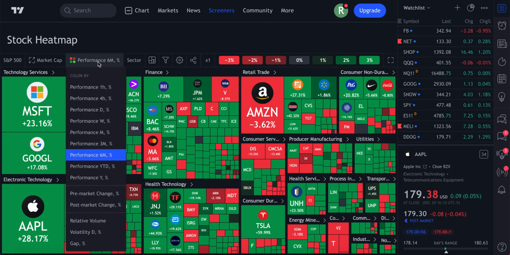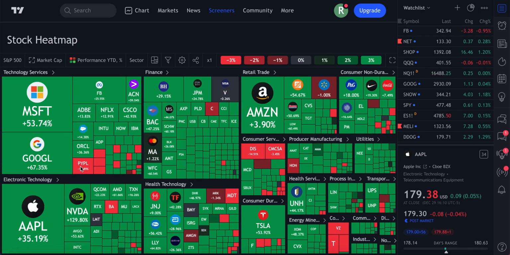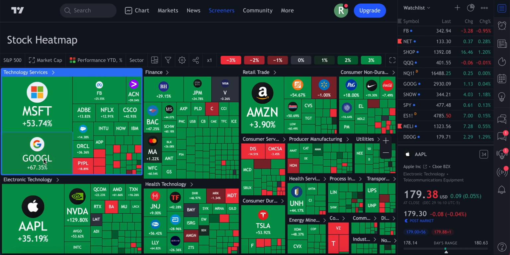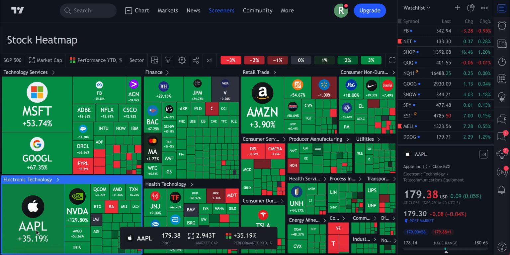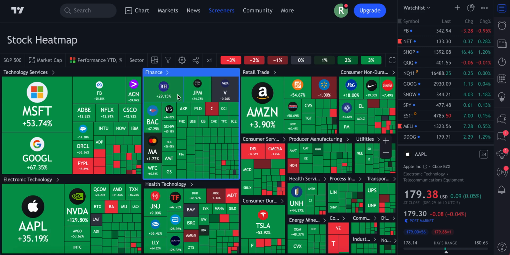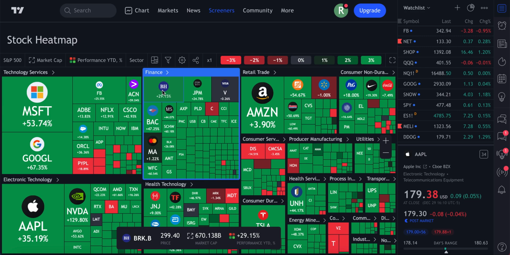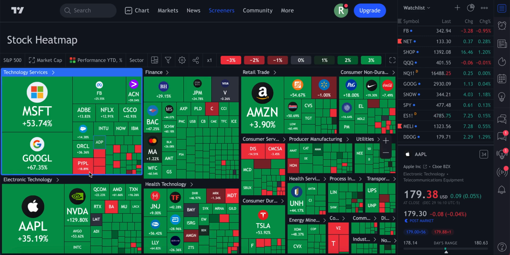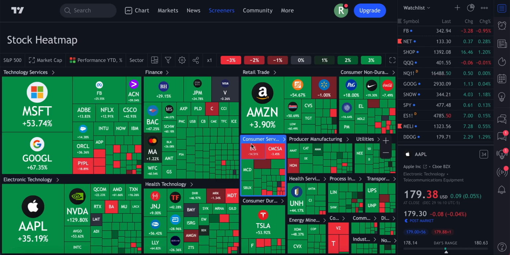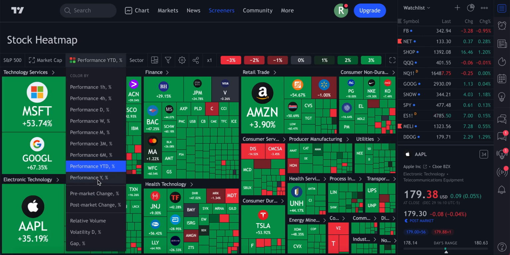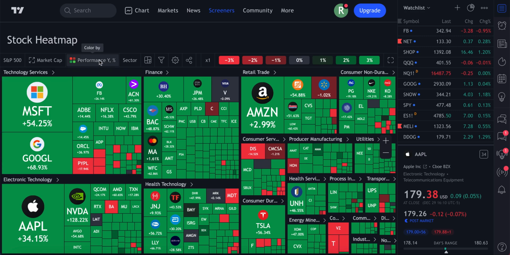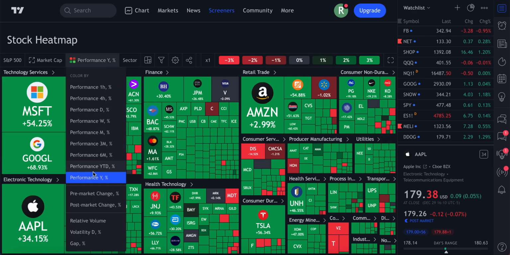And you can even see performance year to date, where Microsoft and Google really did well, like 67 and 53%, Apple at 35%, Amazon really flat, Berkshire Hathaway 29, that's really good. But PayPal really down, right? You see Disney, Verizon, T-Mobile, these are doing really bad. But you can just get the idea of what's going on year to date.